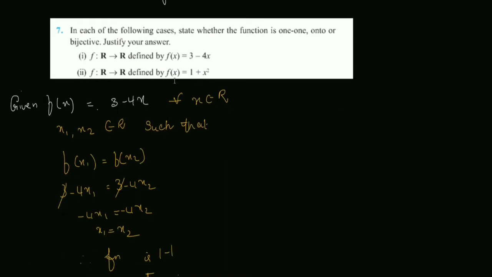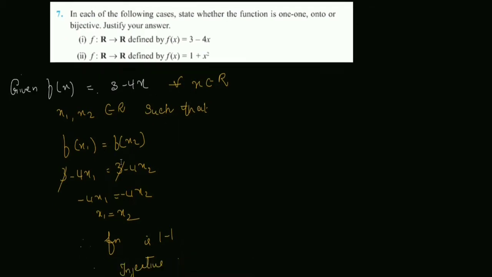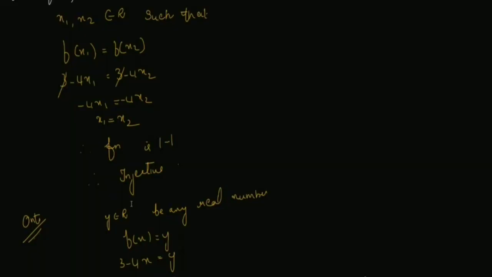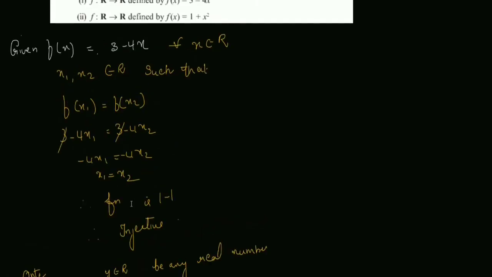Take x1, x2 belongs to R. If f of x1 is equal to f of x2, we have to prove x1 is equal to x2. So 3 minus 4x1 is equal to 3 minus 4x2. That means x1 is equal to x2. Therefore, the function is 1 to 1. Therefore, it is injective. Now we'll prove it is onto.